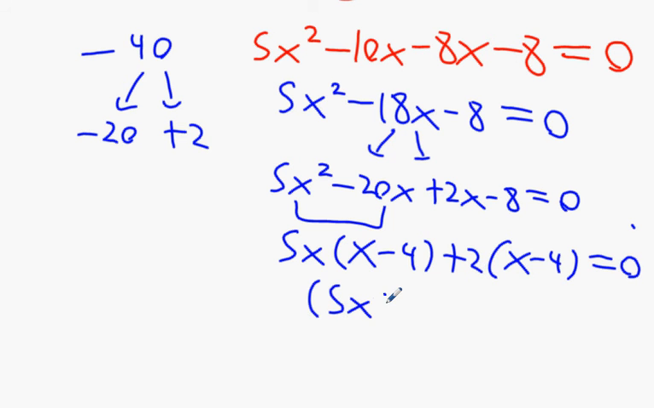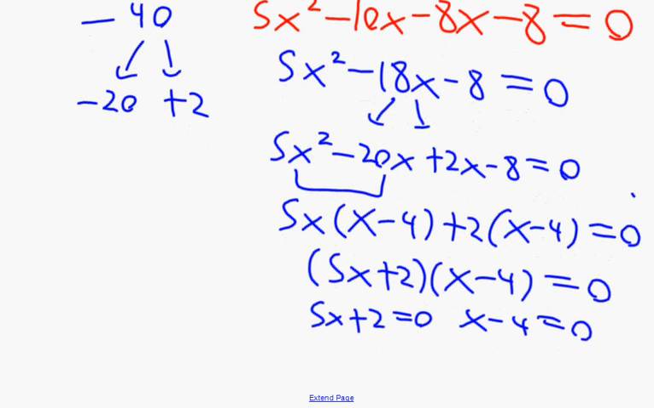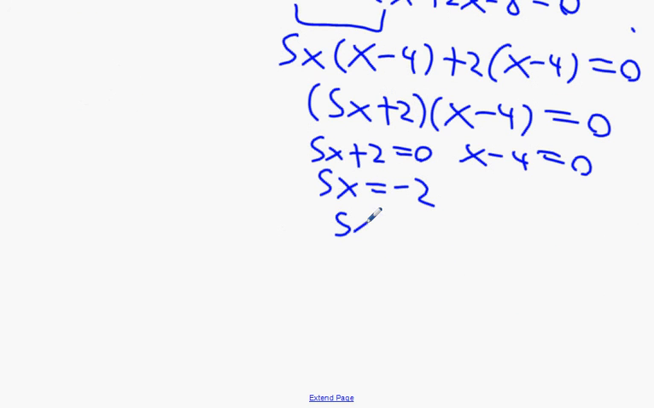Yeah. Equals 0. Yeah. x minus 4 equals 0. After that? Minus 2 over 5. Yeah. And the other one? Okay, x equals 4. That goes for 15 marks on the Ordinary Level Leaving Cert.